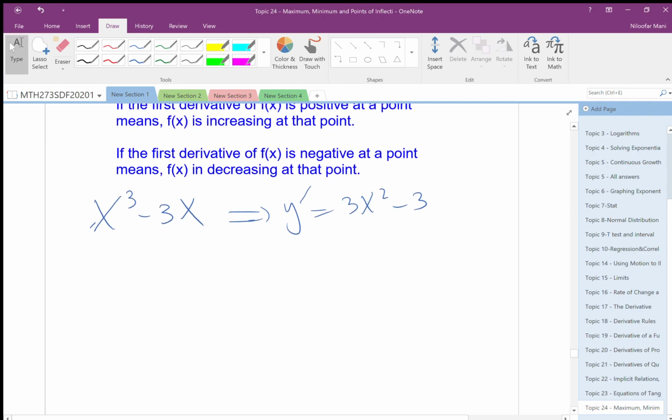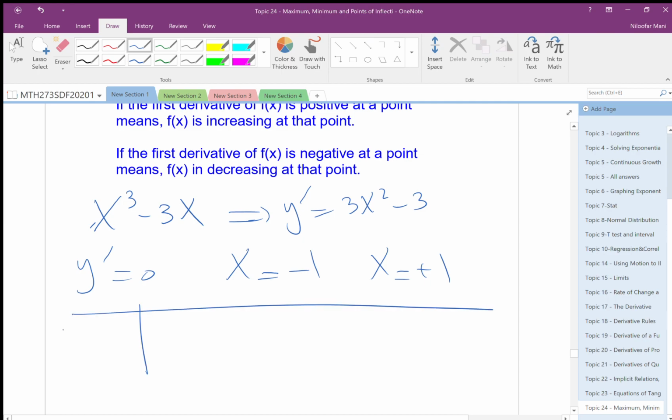The first derivative is 0 at what points? Minus 1 and plus 1. Remember, I have 2 points. I have to bring the smaller one first, because on a number line I go from small to large: minus 1, 1. At these 2 points, the first derivative is 0. Before minus 1, I check minus 2. Between minus 1 and 1, I check 0, because it's easier. After 1, I check 2.